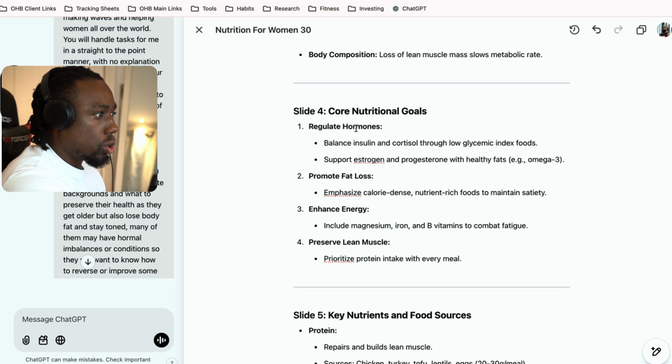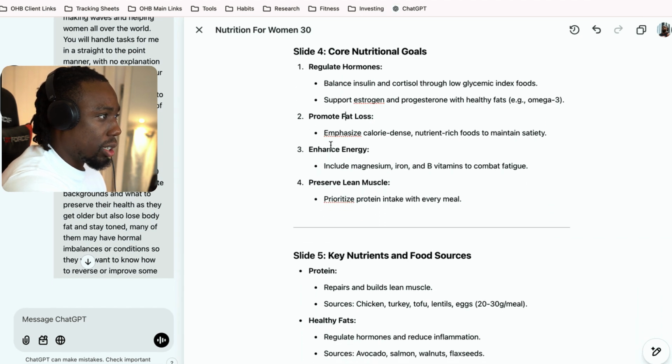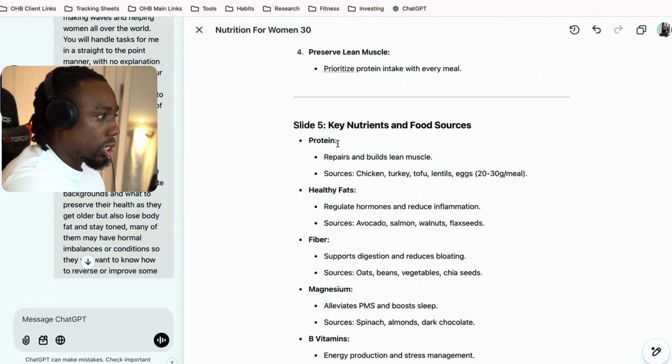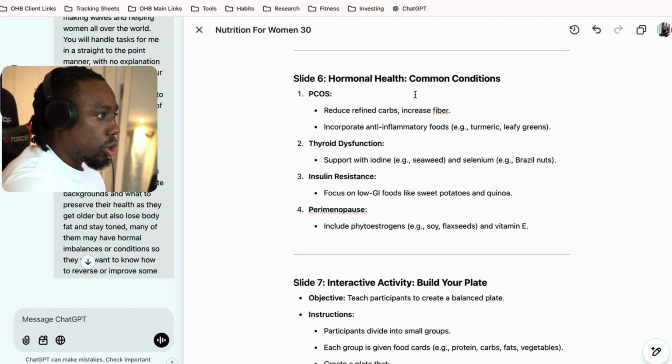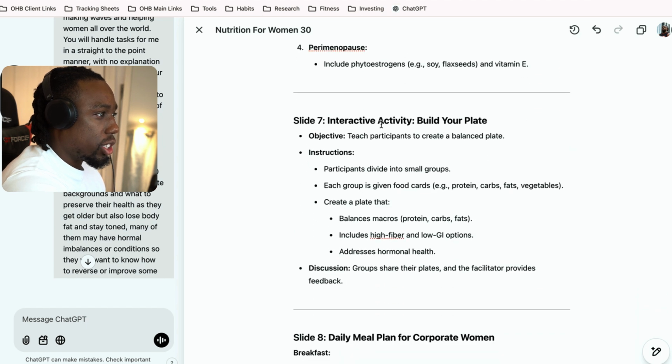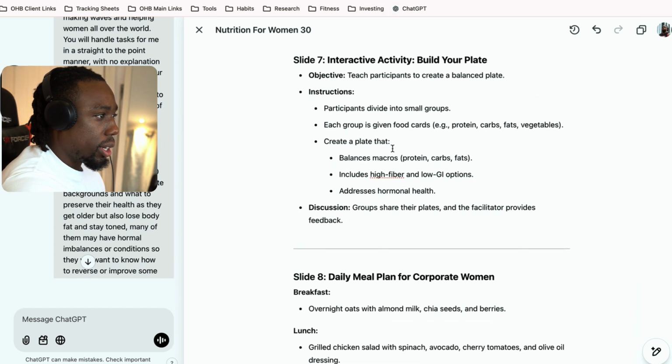Core nutritional goals: regulate hormones, promote fat loss, enhance energy. That's amazing. Core nutritional goals, that makes perfect sense. Food sources. Okay, love that. Magnesium, yes. Hormone health, common conditions, perfect. An interactive activity, build your plate. Nice, gives us a thing. Create a plate that balances macros.